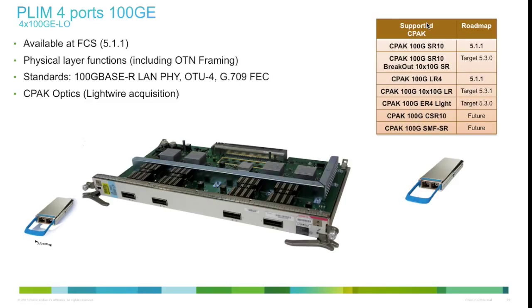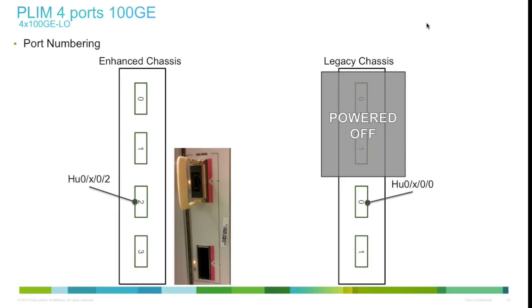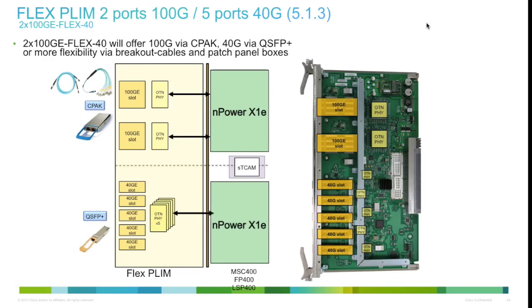So what we have here is LAN-PHY and OTN OTU4 G709 FEC. Like we described before, the port numbering will depend on the type of chassis the card is inserted into. So the 100 GiG 0/X/0/2 will be 0/0 on a legacy chassis.